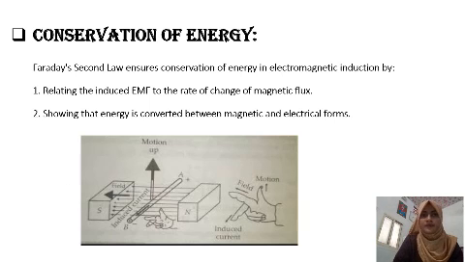Now I'm telling about conservation of energy. The conservation of energy is ensured by the law in the following ways. The first is energy transfer, energy conversion, and Lenz's law: transferring energy from the magnetic field to the electrical circuit, converting energy between magnetic and electrical forms, and opposing changes in magnetic flux to maintain energy balance.